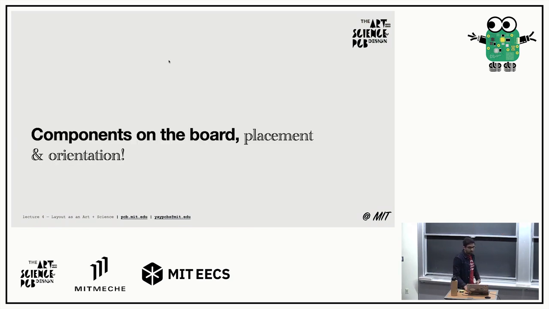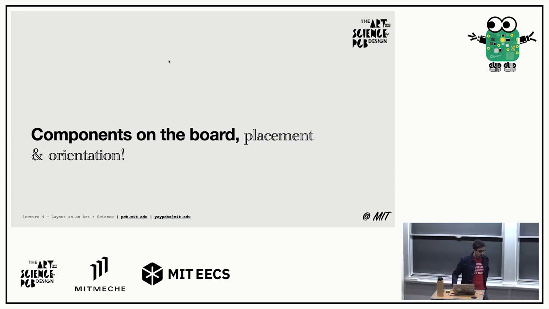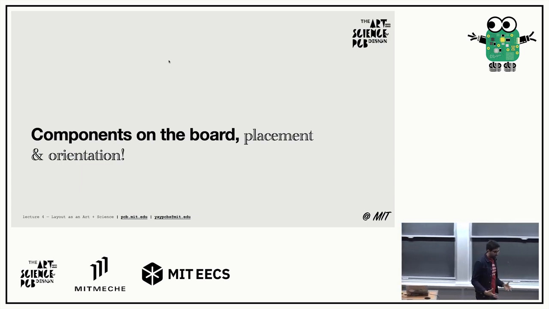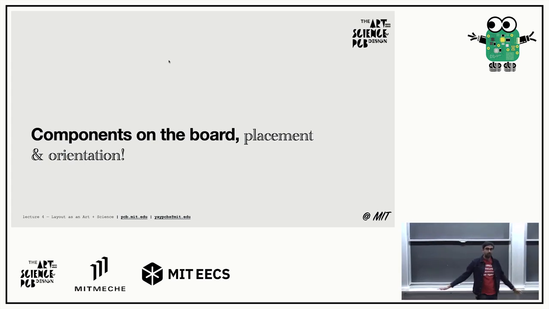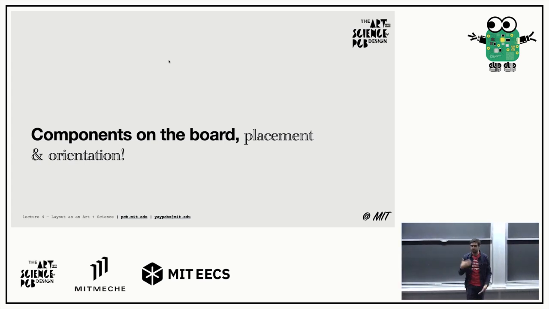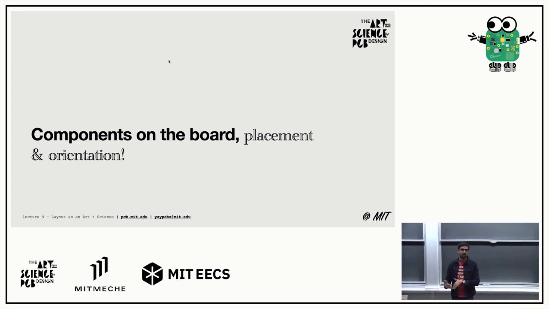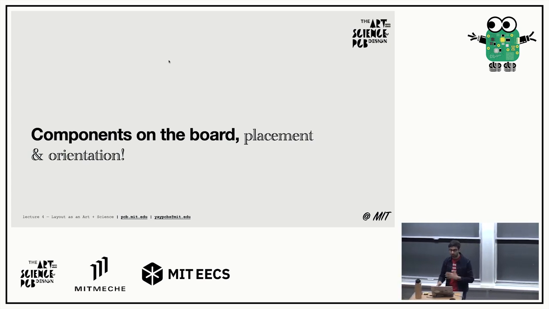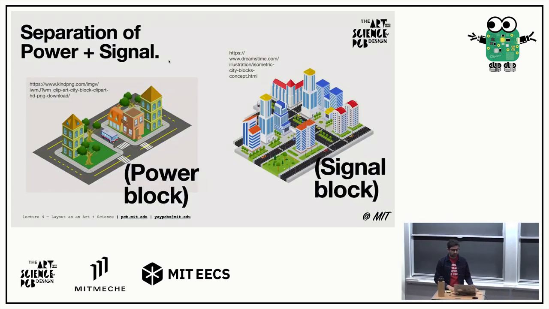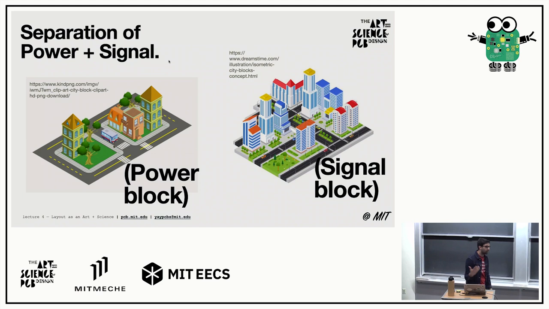I'm going to start with components on the board and placement orientation. When you start laying things out, you have this big blank square, and you start placing components down, and then you connect them. You start by placing because there are a couple of things you want to consider before you actually start drawing traces. And there's this idea of separation of power and signal.